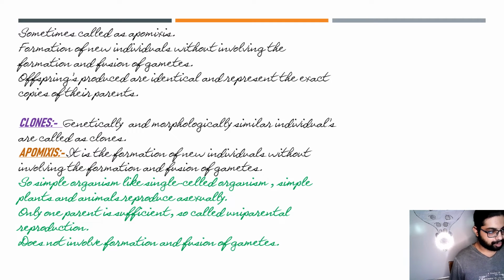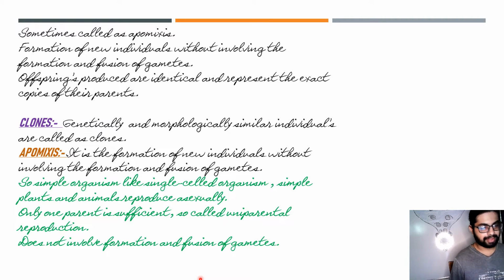Sometimes called apomixis, that is formation of new individuals without involving the formation and fusion of gametes. Offsprings produced are identical and represent the exact copies of their parents. So this is important. Asexual reproduction, another name is apomixis, that is formation of new individuals without the involvement of the gametes.